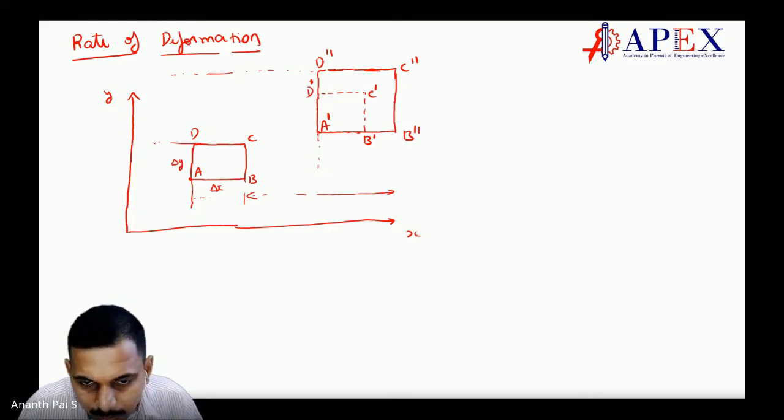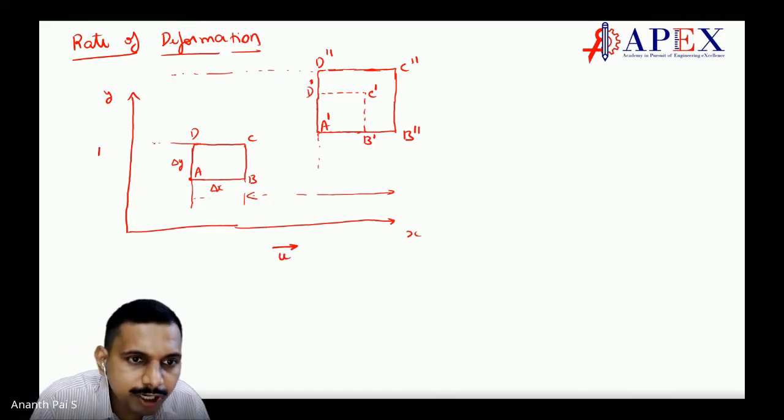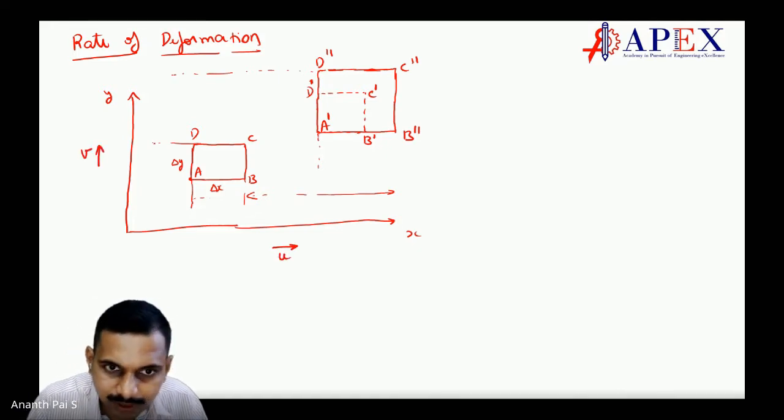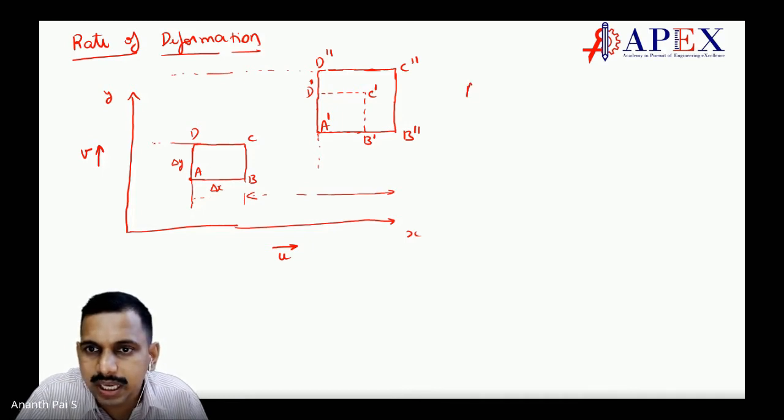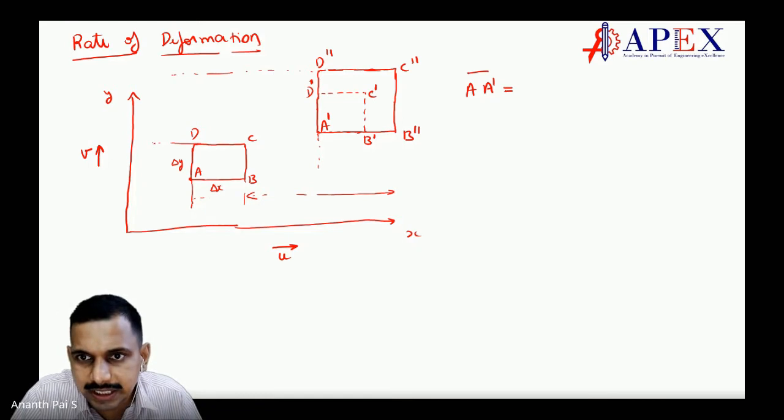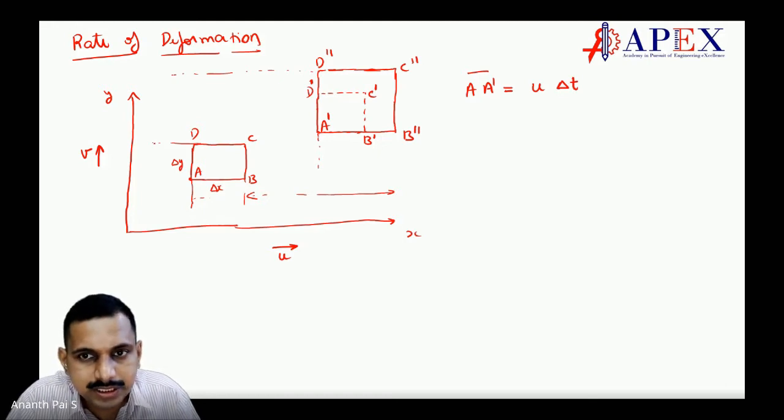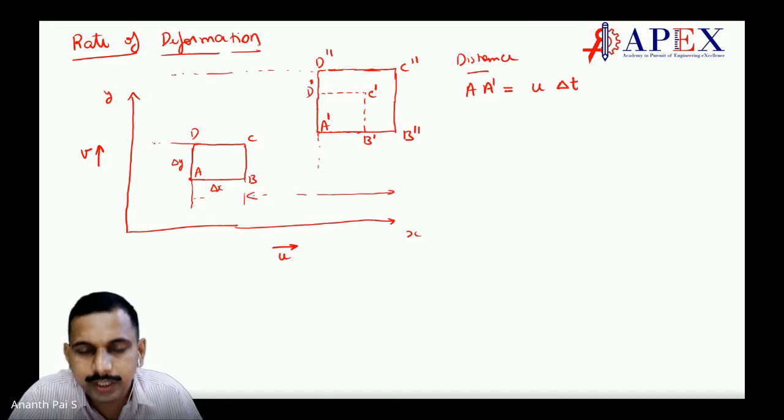You know, along the x direction, the velocity is u. Correct. Along the y direction, the velocity is v. Correct. So, what is the distance A to A dash? If I consider the distance A A dash, it can be u into delta t. Agreed, students? The distance A A dash is u into delta t. Agreed?